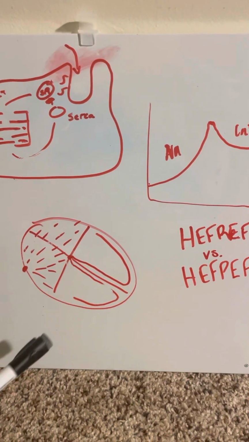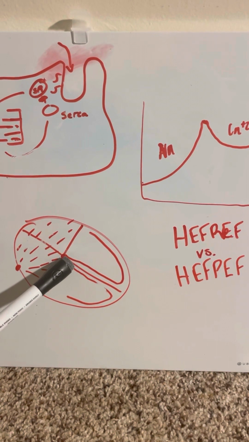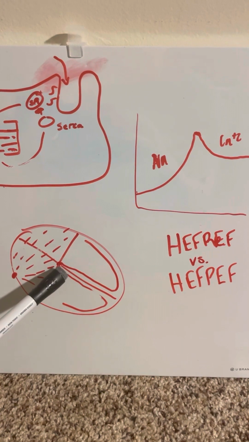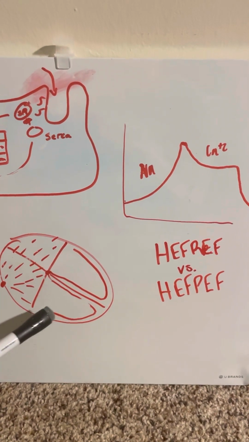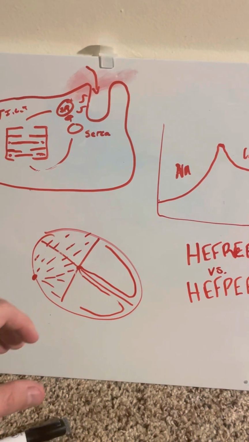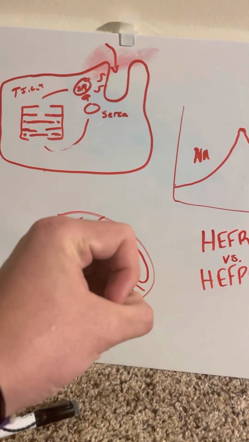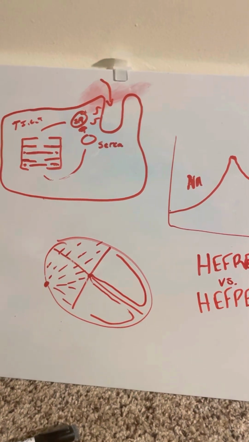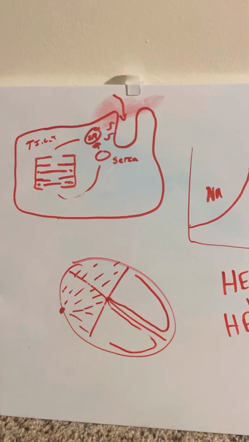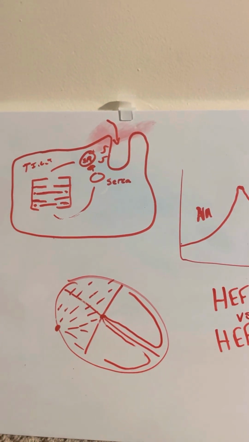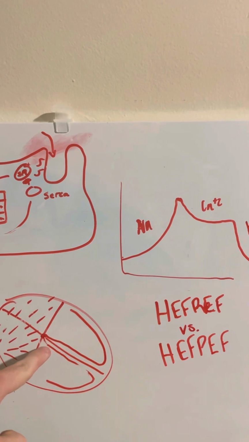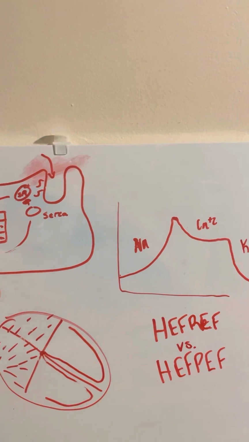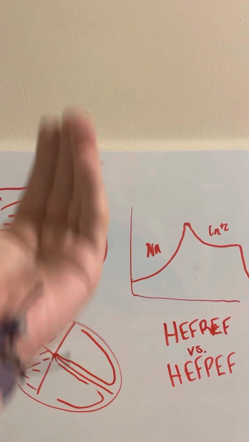So in order to do that, our AV node is going to send the message down the bundle of His, down the bundle branches, and around the Purkinje fibers. So at this point, our heart is like this. We have blood down at the bottom here, and if we squeeze our heart like this, blood is going to push out because of the pressure. So in order to create that pressure and that contraction, we have to send that message down and around. And once it gets down and around, we can push it like this, and the blood comes up and out.